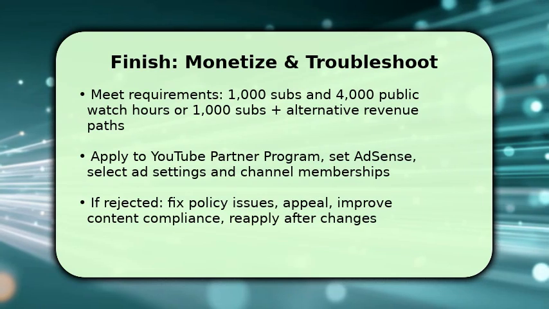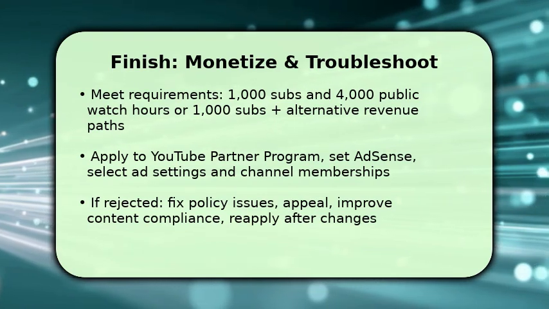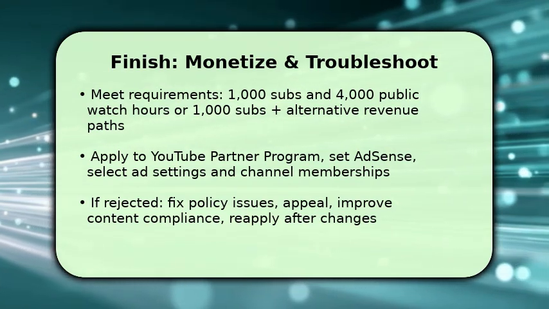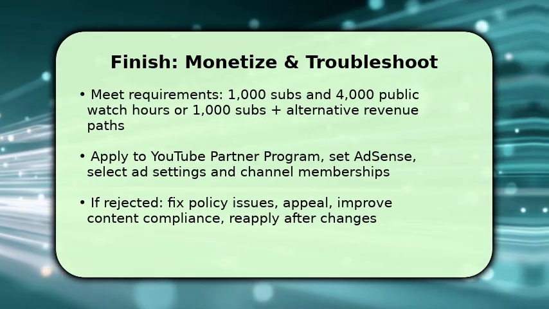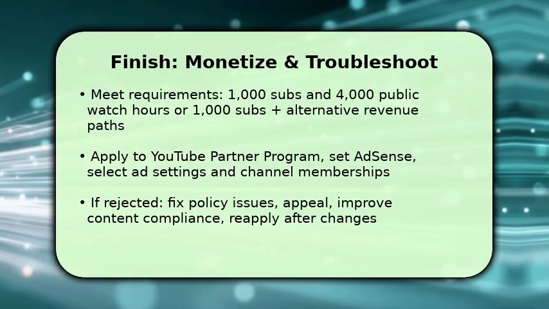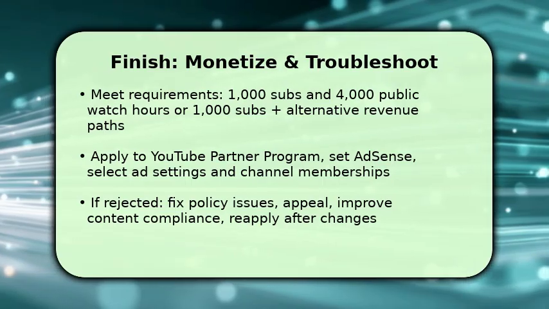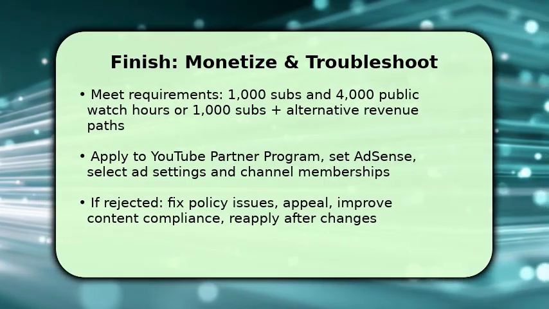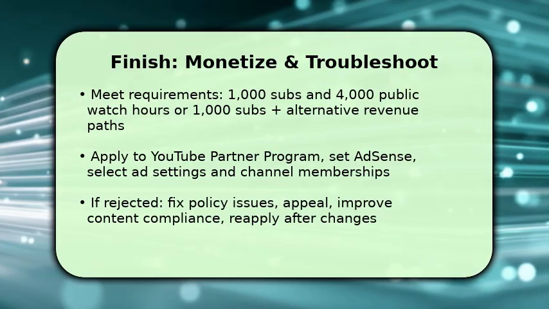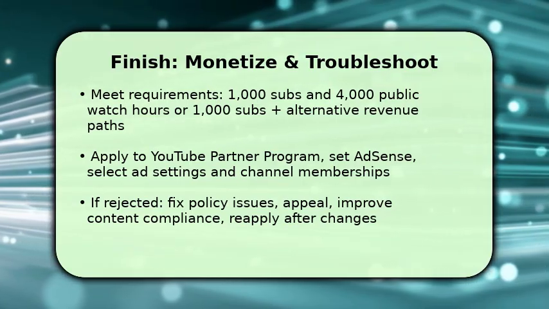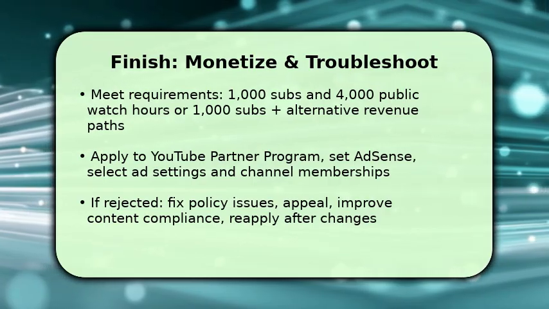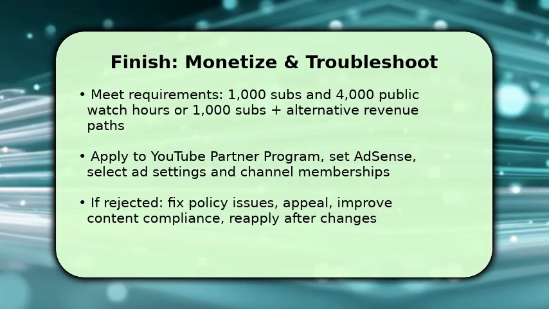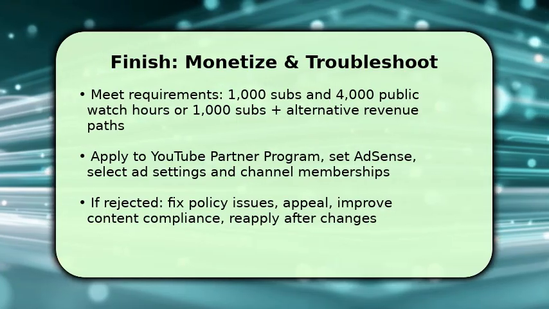You reach the final stage by meeting eligibility and applying carefully to monetize. Once you hit 1,000 subscribers and 4,000 public watch hours, apply to the YouTube Partner Program and link an AdSense account. Choose ad types and enable memberships if eligible. If you get declined, read the policy notes, correct content ownership or guideline issues, and refocus on original, advertiser-friendly uploads.